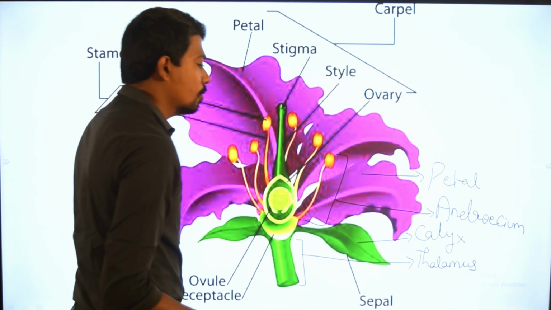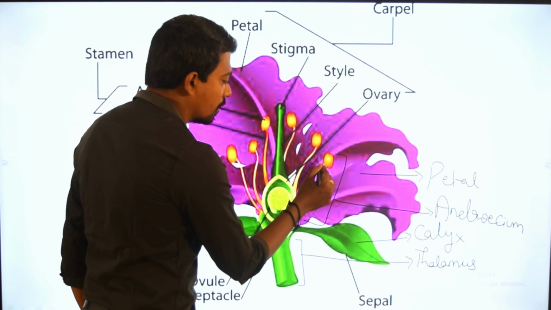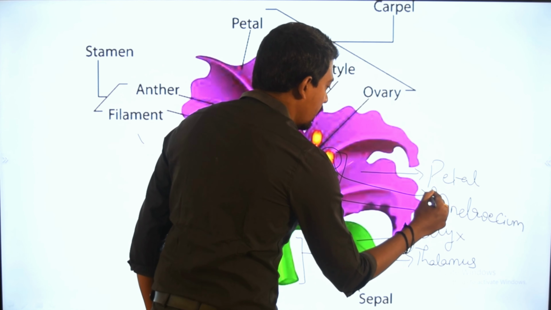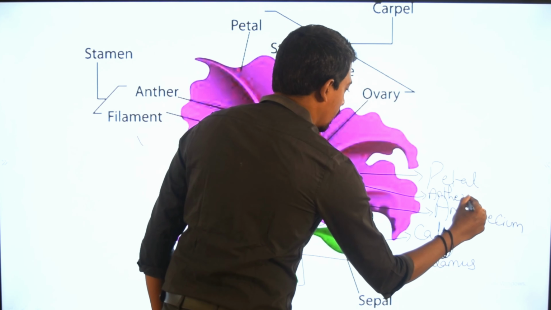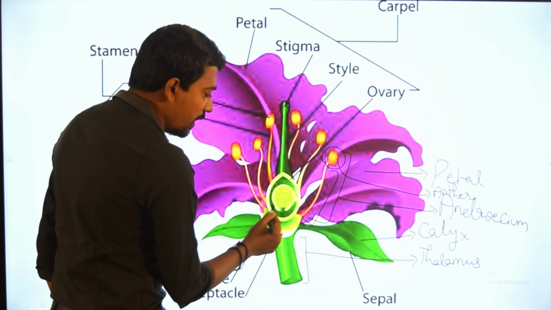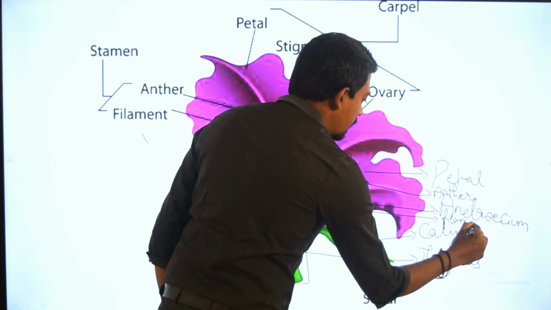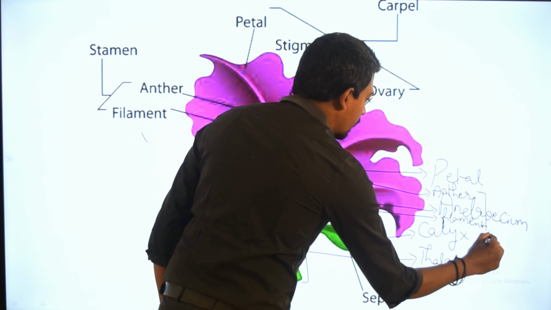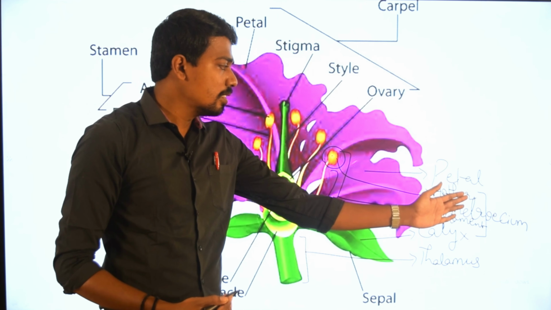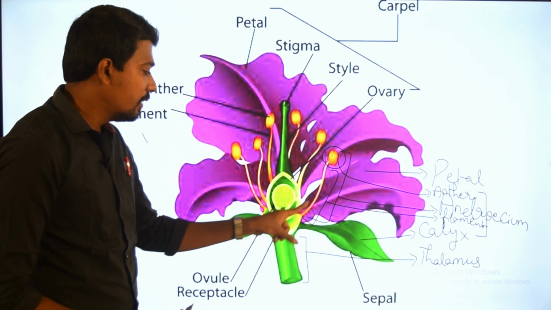Coming to this part, what we call the male component, which is otherwise called androecium, A-N-D-R-O-E-C-I-U-M. So androecium is the male component of the flower. It comprises two structures. This bilobed structure is called the anther, A-N-T-H-E-R, and a small slender thing that connects the anther to the base of the flower is called the filament, F-I-L-A-M-E-N-T. Together they are called the stamen. So stamen is technically called androecium. This comprises two parts, the anther as well as the filament that connects the anther to the base of the flower.